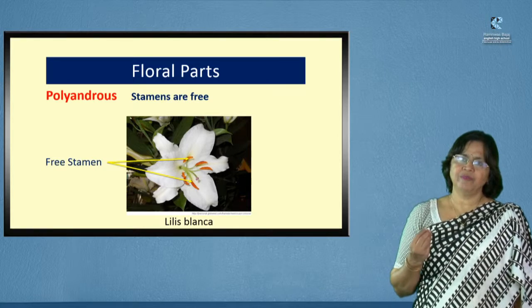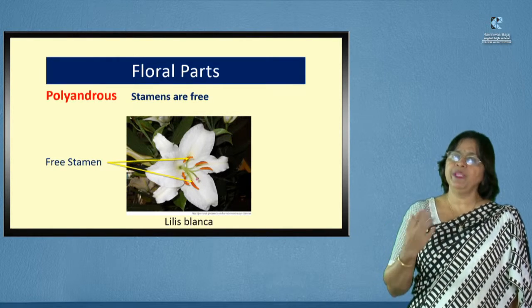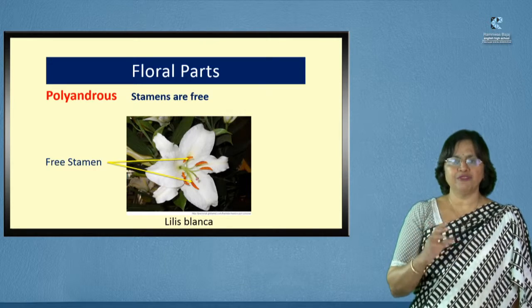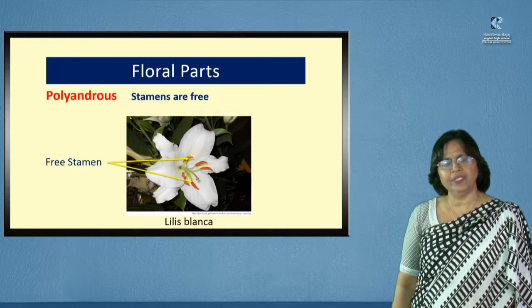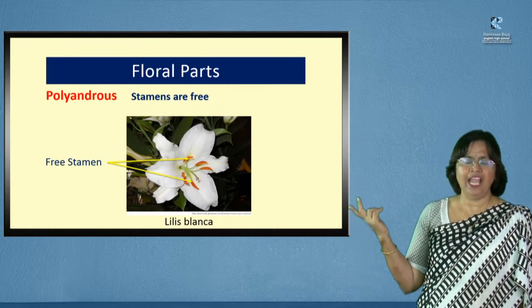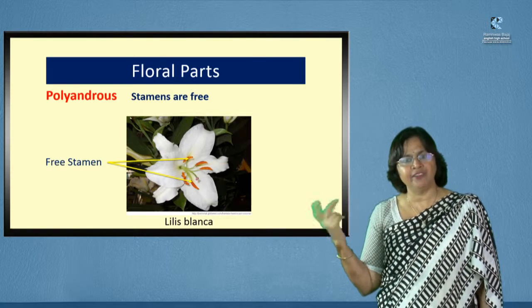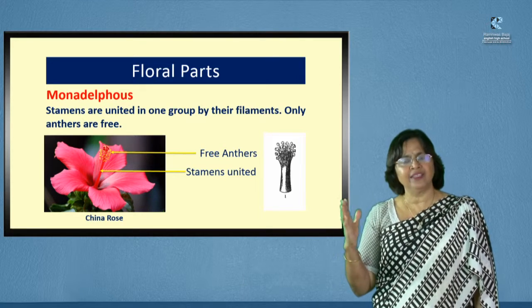The stamens, as I said, the filament may be free or may be united. When the filaments are free, anthers obviously are free, then we call the stamen polyandrous. Poly, again, free; androecium, andros. So, polyandrous stamens are free stamens. Each stamen, filament and anther are separate.